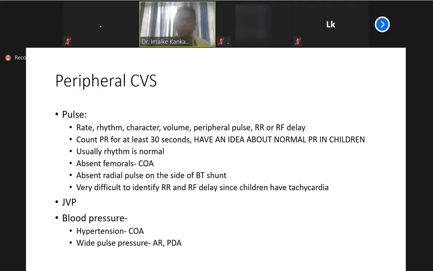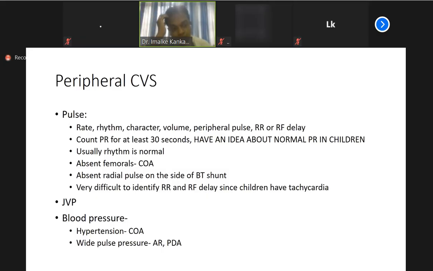Usually rhythm is normal in children. You don't get a child with atrial fibrillation, heart blocks and all in your cardiovascular system examination. If you have a child with a very low heart rate like bradycardia, maybe around 40, 50, then it will be a very rare case of congenital heart block, but we don't usually give that kind of case. Not that we are not giving it, we can't find these patients.